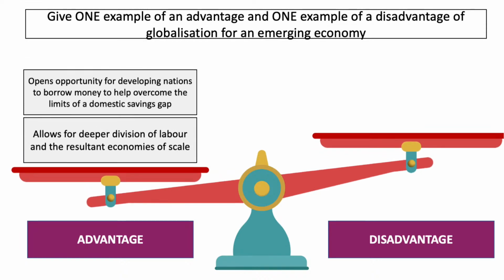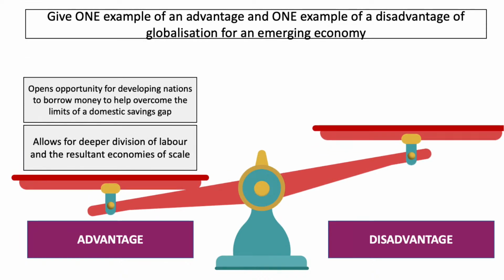Now, there are so many answers you could have put here. We went for it opens opportunities for developing nations to borrow money to help overcome the limits of a domestic savings gap. Okay, we know that in developing countries they can really struggle to build up enough income because there's not a big enough difference between their income and their spending to have savings, and that has lots of impact within the economy. Hopefully, this would help them to borrow to fill that gap so that they can then invest.